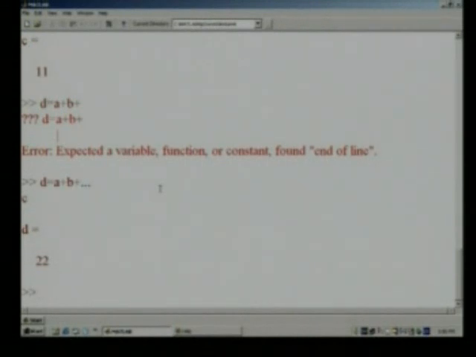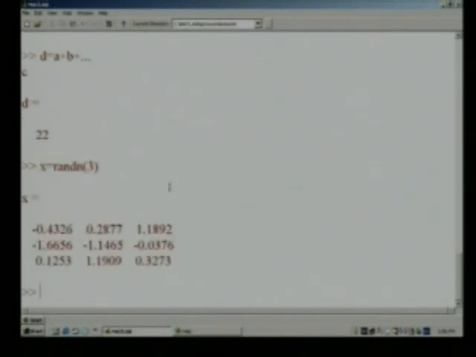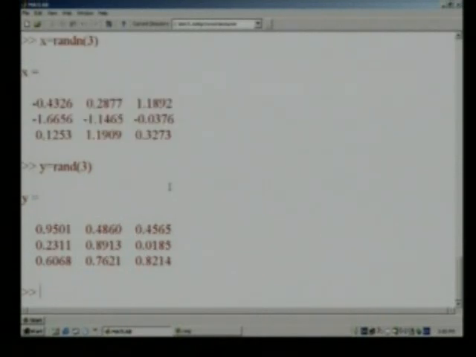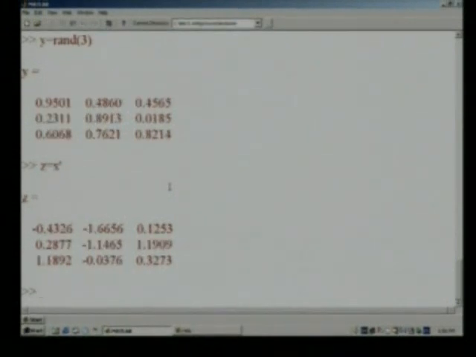Then I shall tell you what is transpose. Suppose I have a matrix X, which I will just equate to some random matrix, let us say a 3 by 3 random matrix. I have another matrix Y, let us say also a 3 by 3 random matrix. If I want to make X transpose, if I write Z is equal to X transpose, then it is just X dash, that gives you X transpose.